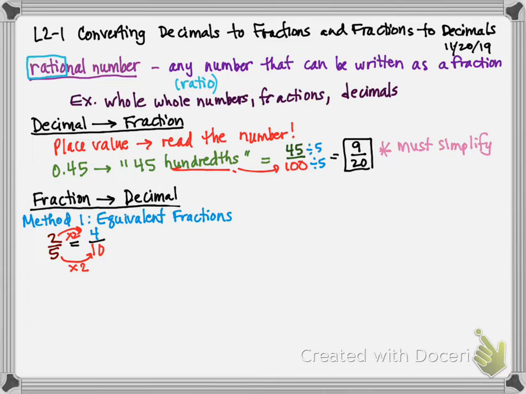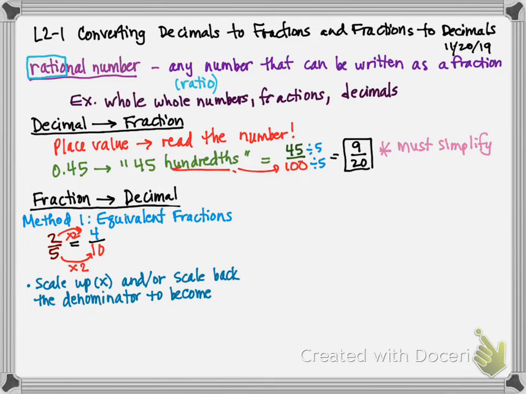So we either scale up, like I did here. Remember, that means to multiply. Or I might have to do more than one operation. Scale back. So it's just that number playing game. The denominator has to become 10, 100, 1,000, and so on.